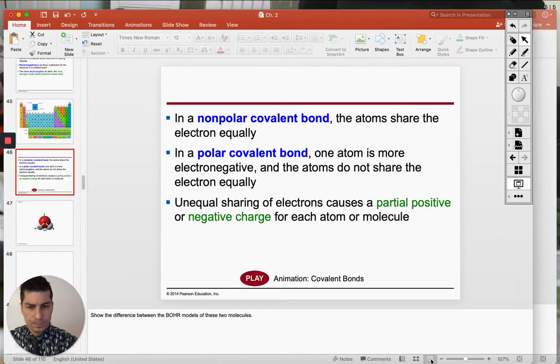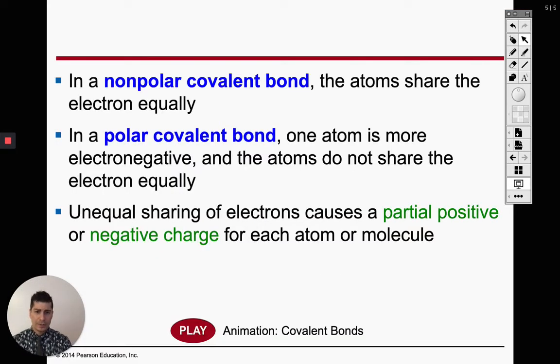Those two examples are going to be the methane example, which is carbon bonded to 4 hydrogens, and then we're going to go over the water one. So a nonpolar covalent bond is a bond whenever the atoms are shared equally. A polar covalent bond is when they are not shared equally.